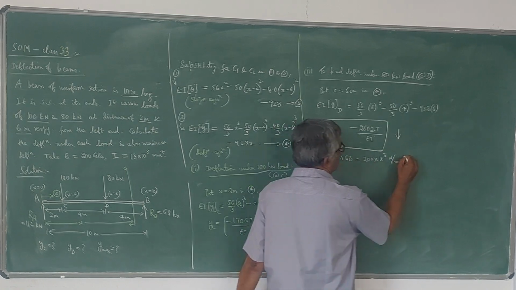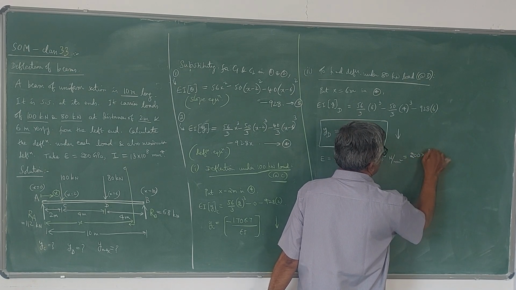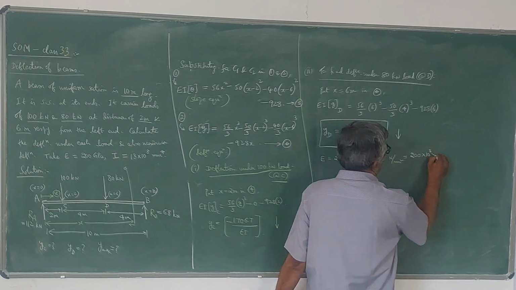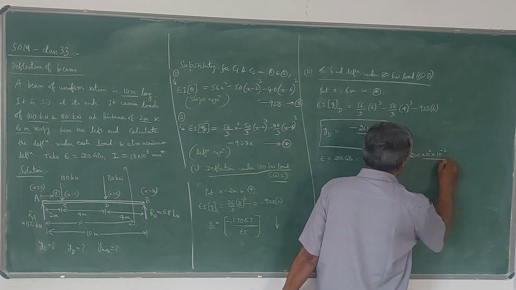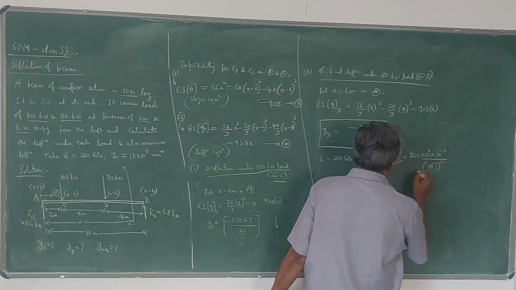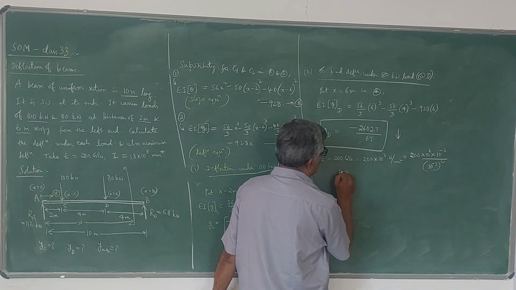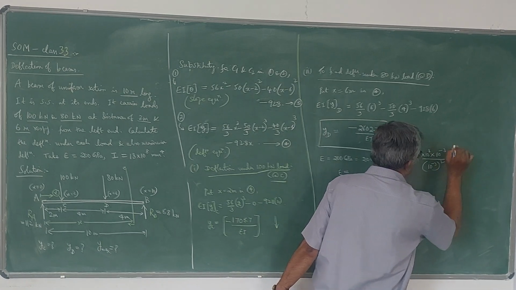This lets us convert it to kilonewton per meter square. I have already explained this procedure in earlier problems. Newton to kilonewton is 10 power minus 3, divided by millimeter to meter, which is (10 power minus 3) square. If you simplify this, you will get E in kilonewton per meter square. That's what we need.